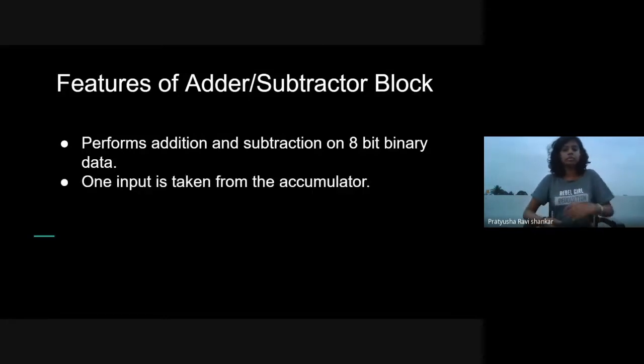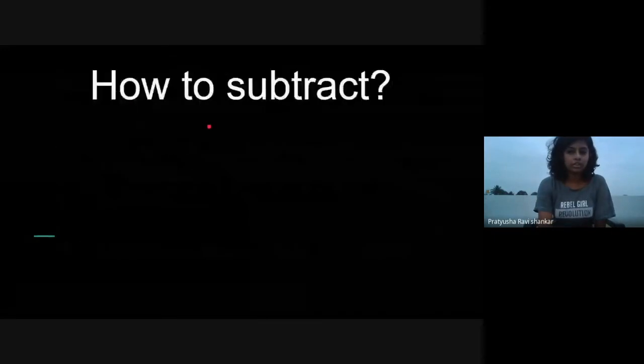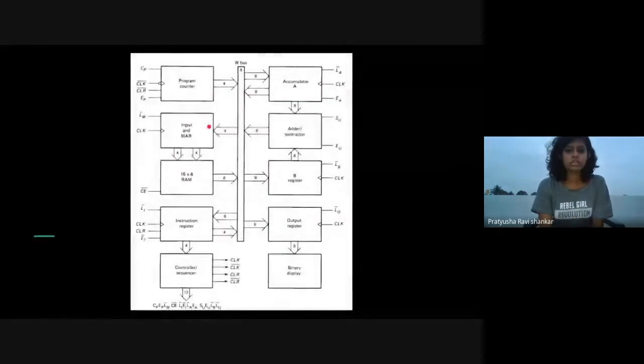And one input is taken from the accumulator. Maybe I could go back here. As you can see, this SU signal is what I mentioned to control whether it should add or subtract. And one operand is taken from the accumulator. Where does the accumulator get it from? It gets it from the RAM. RAM throws it on the bus, and the accumulator picks it up. The same way, the B register also gets its data from the RAM. Basically, with 5 and minus 2, 5 will come here, and let's say minus 2 will come here. So the block got its operands.